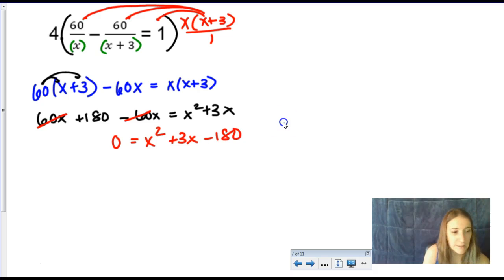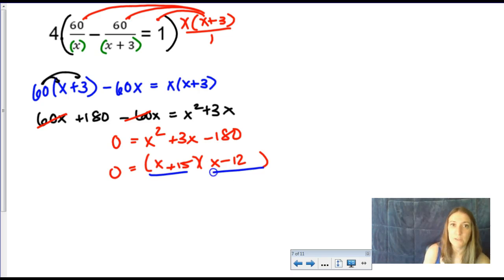Oh boy. So looks like I already factored this at some point in the past. Good news, because it's actually not too bad. 12 times 15 is 180. Spoiler alert. So x plus 15 times x minus 12 would work for this factorization, which means I get two solutions again. x equals negative 15 and x equals 12.